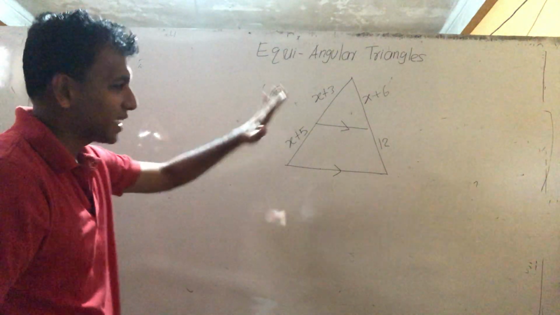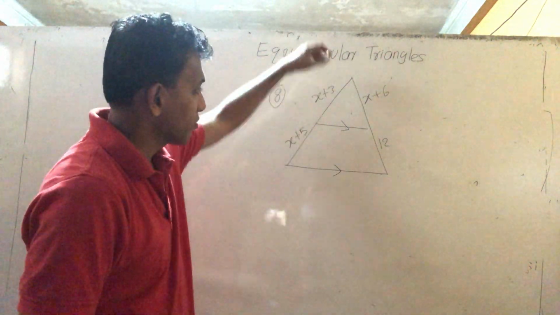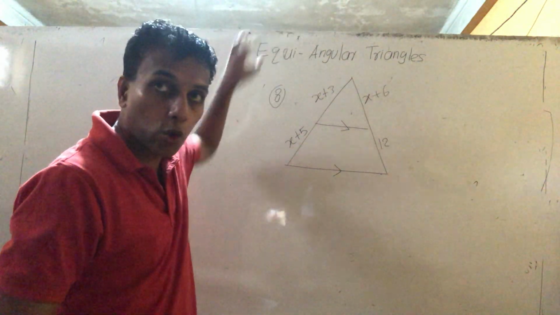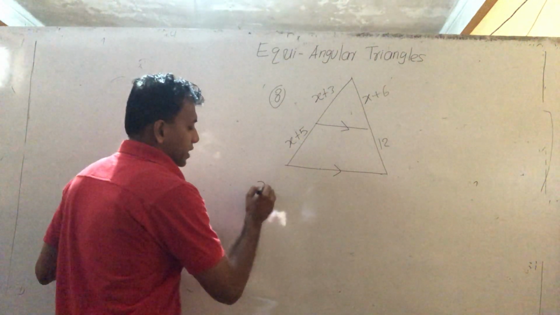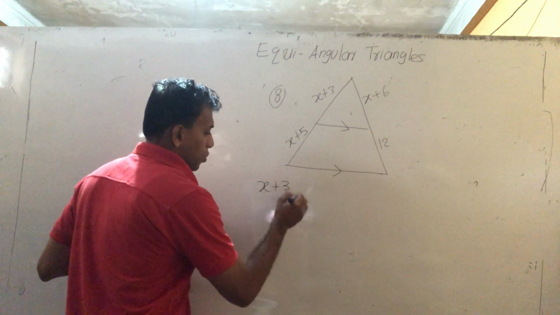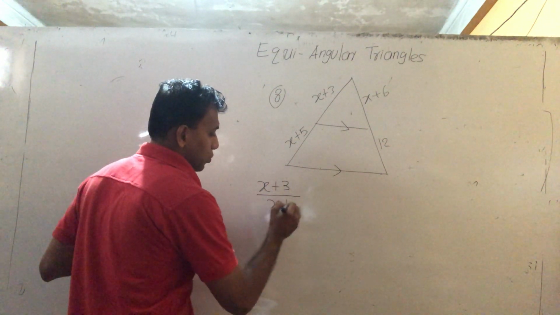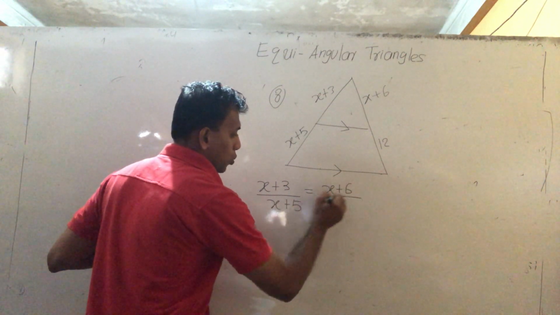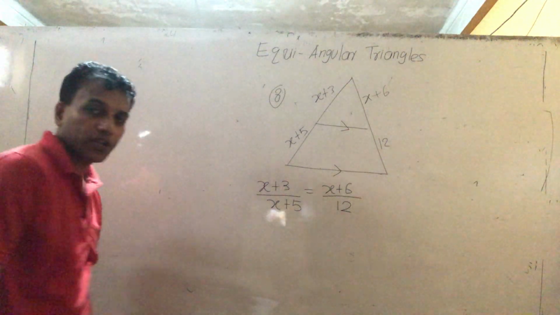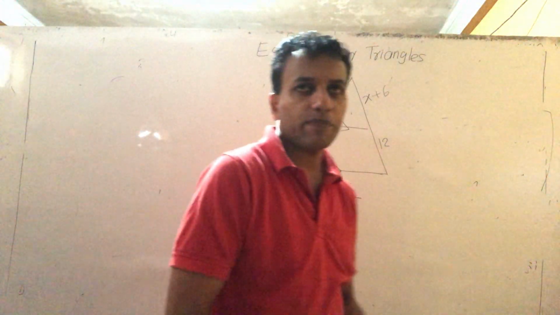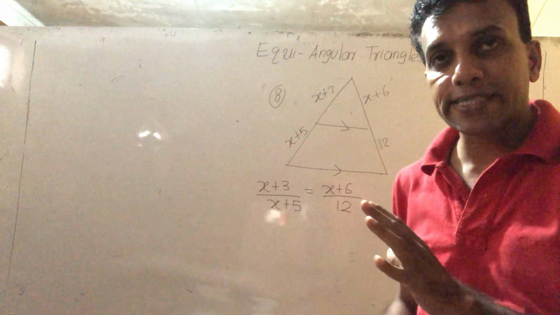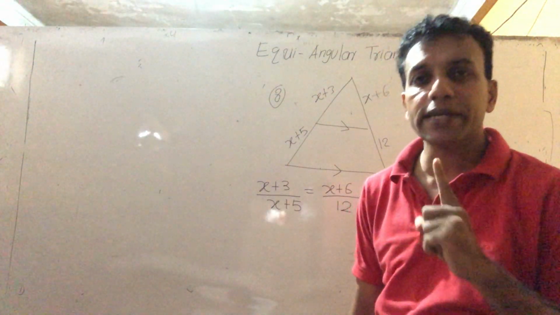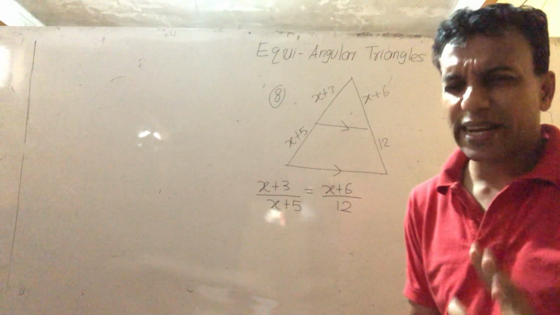Everywhere x terms are available, so you can start wherever, no matter. I use from here: x plus 3 over x plus 5 equals x plus 6 over 12. It's the ratio, not a new thing. That's all for the first step of this grade 11 chapter. Hereafter the solving idea: it becomes a quadratic equation, a grade 10 type quadratic.